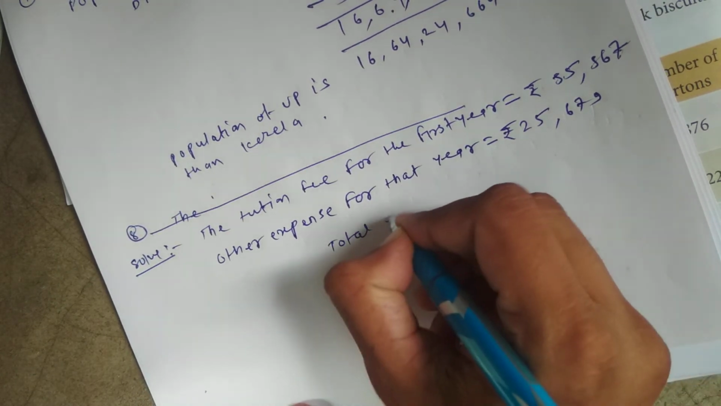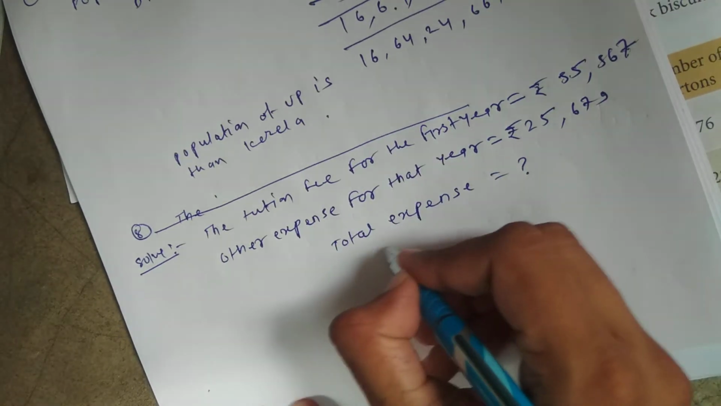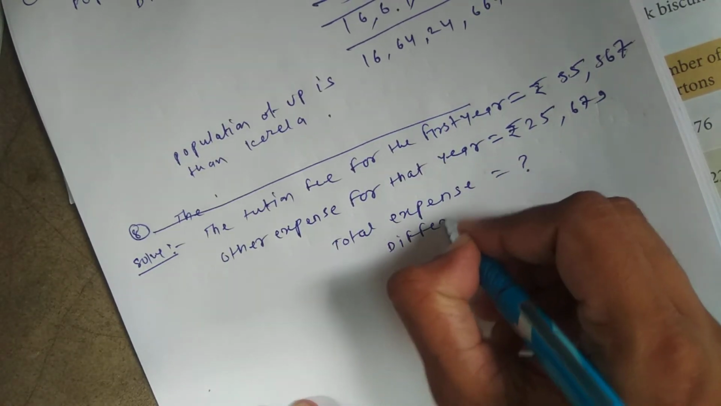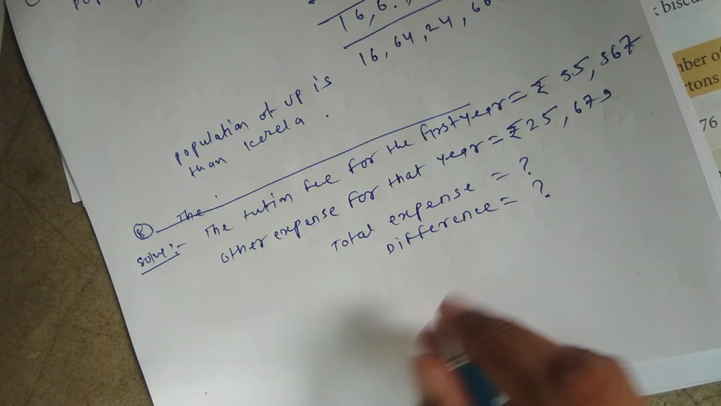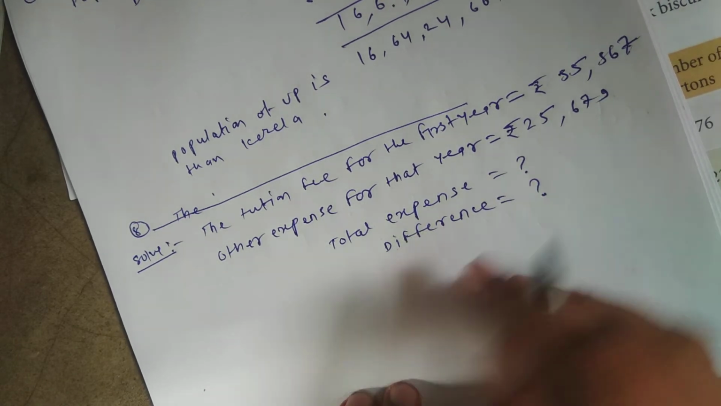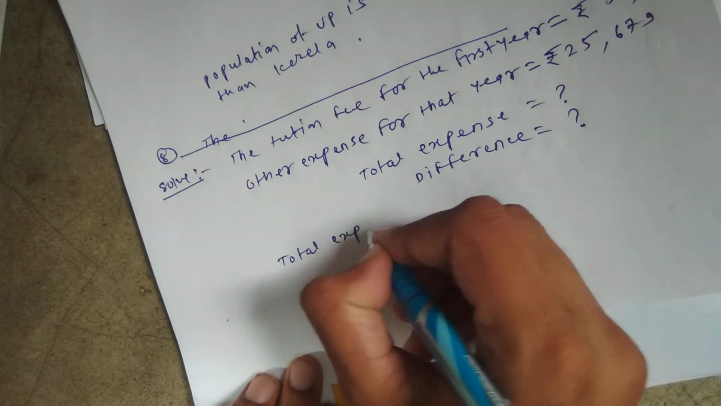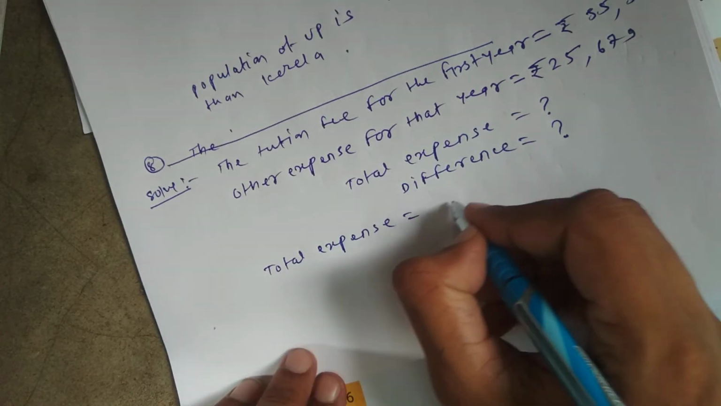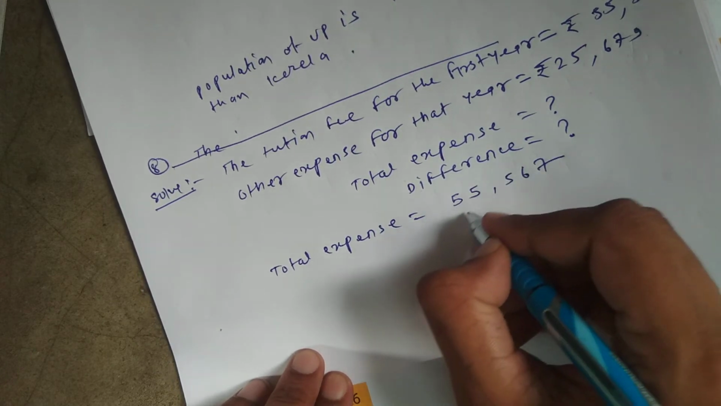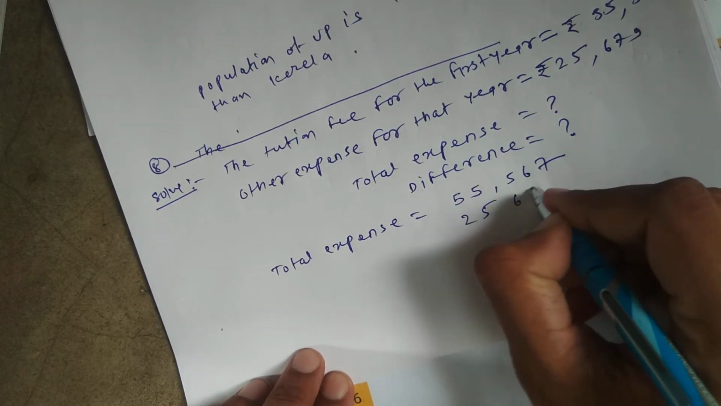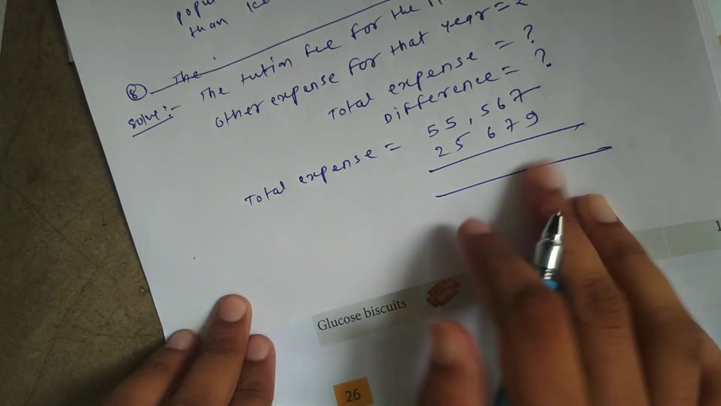Okay, we have to find total expense. Then we have to also find the difference. When we have to find more than, how much greater, how much left, then we have to find the difference. So let's first find the total expense. What is total expense? 55,567 plus 25,679. You have to add these two numbers. Okay, I hope you will be able to solve.